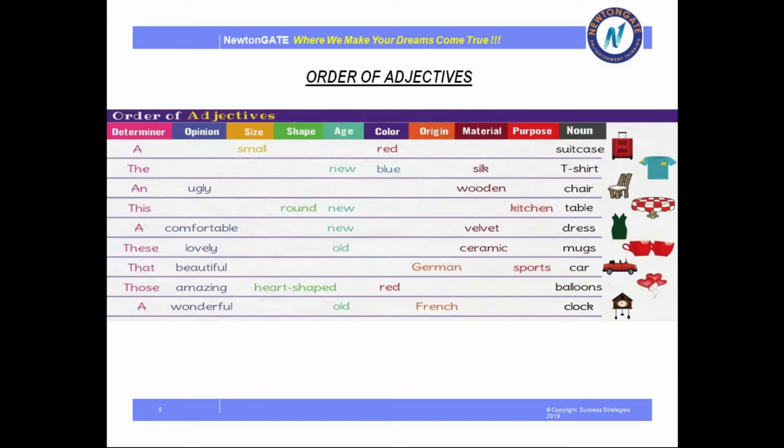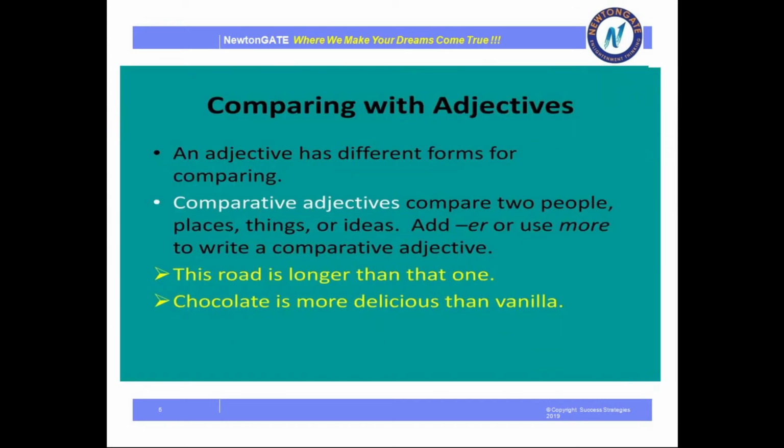Now, in the next example, you will find out the order of adjectives. There are different types of adjectives. In the next page also, I will tell you how many adjectives there are. See, determiner, opinion, size, shape, age, color, origin, material, purpose, noun. These all are the order of adjectives. In the color portion, you have to write red, blue, the adjective of color. In the age portion, you have to write the adjective of age. In the shape portion, you have to write the adjective of shape. Like this, you have to follow the order.